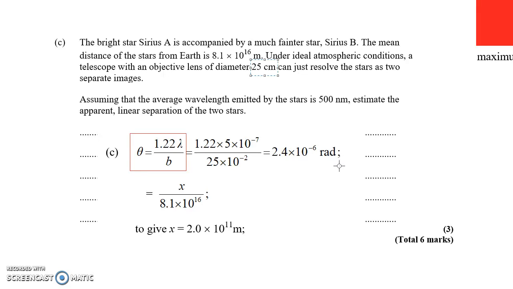Then you need your second little bit of maths, because you should know that the angle between 2 points in radians multiplied by the distance to one of the points will give us the distance between them. So with another little bit of maths, you can work out x, which is the distance between the 2 stars, which is 2 times 10 to the 11. And that's how you do question 4.